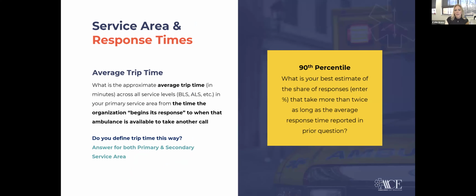Next slide. In this section, it talks about service area and response times. So average trip time, and this is something that a lot of agencies don't actually record today. It's important to make sure that your dispatch system or your EMR system is set up to capture your actual true trip time. How that is defined is the time from when the organization begins its response to when that ambulance is available to take another call.